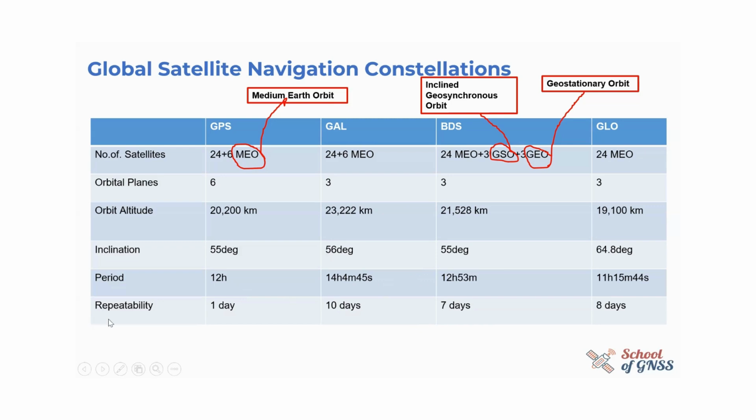Repeatability is the time for a satellite to cross the same point relative to the Earth after several orbits. For GPS, it takes 1 day, for Galileo 10 days, for Beidou 7 days, and for GLONASS 8 days. So this is a basic overview of the constellations, and this table is particular to the global satellite navigation constellations, which are 4 in total.